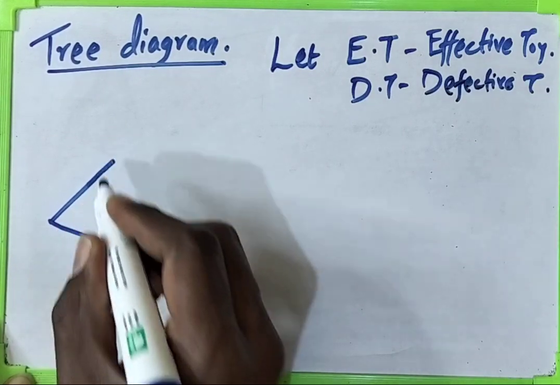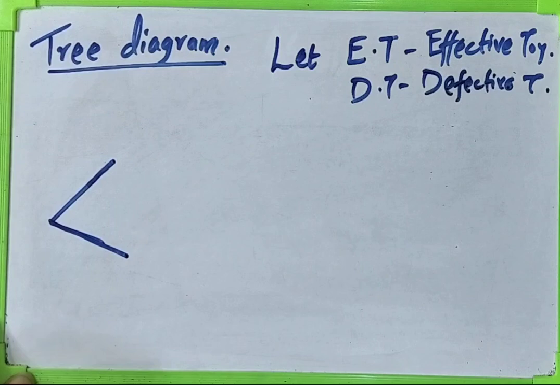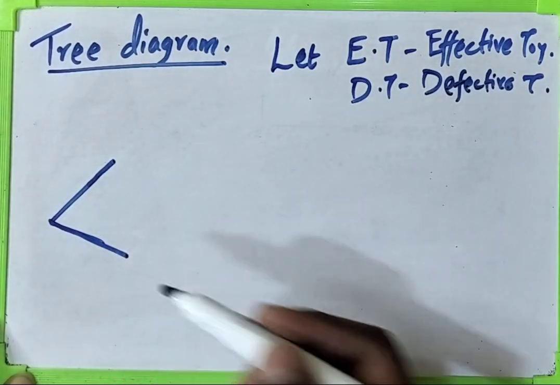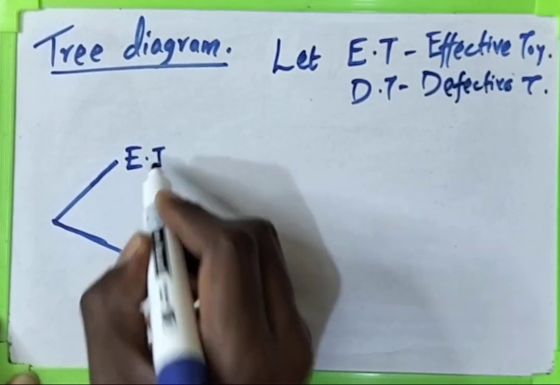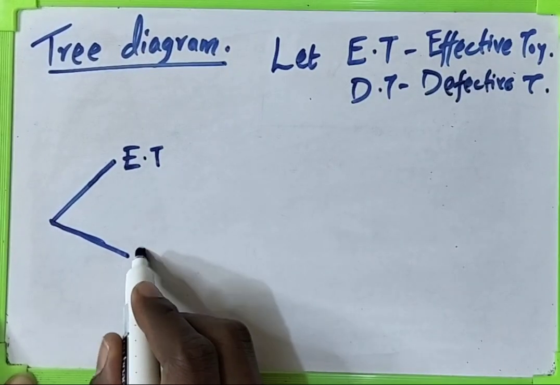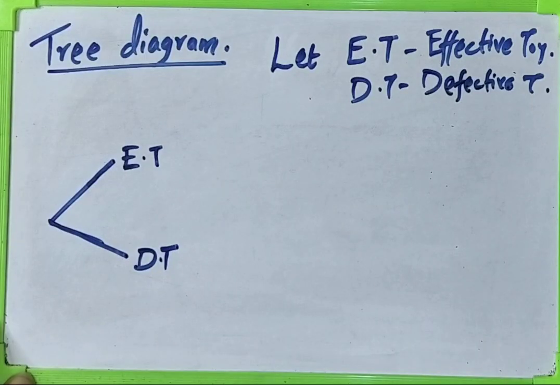That is where we choose. You must always ensure your lines are straight. We start with, when you choose the first toy, you can either choose an effective toy or a defective toy. That is the first picking, and that's the first toy.